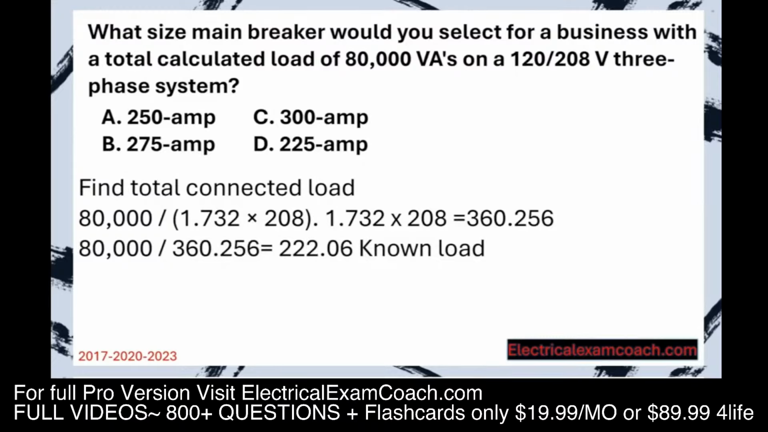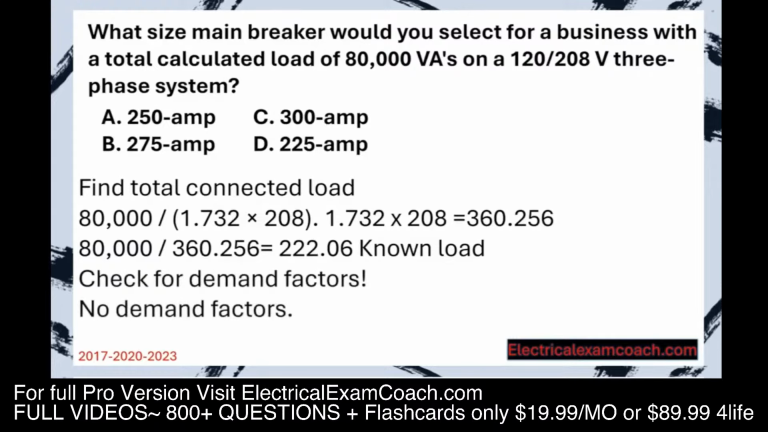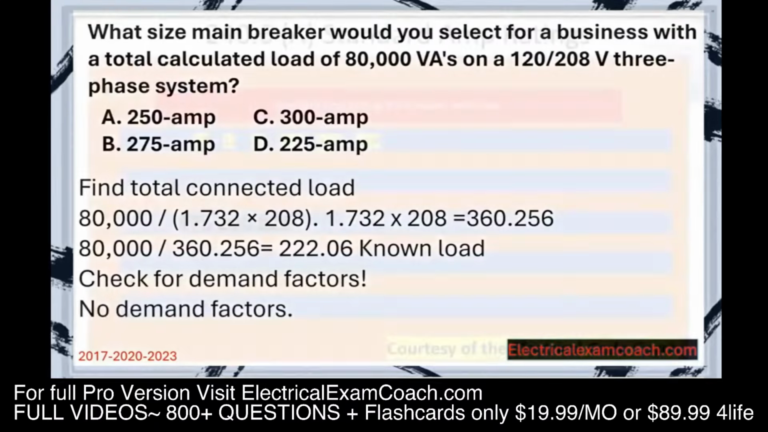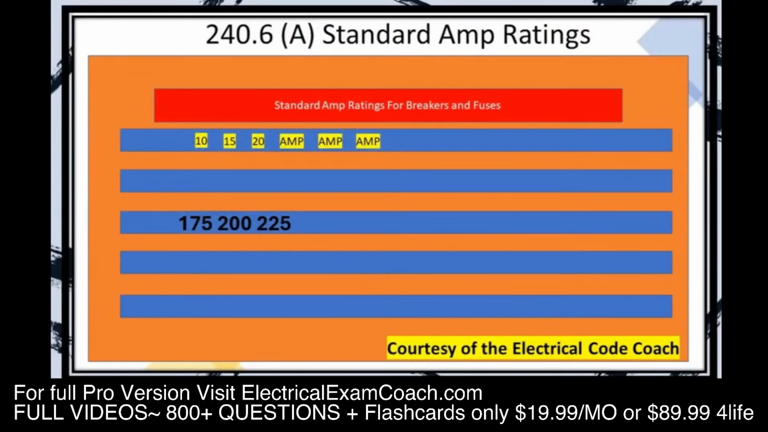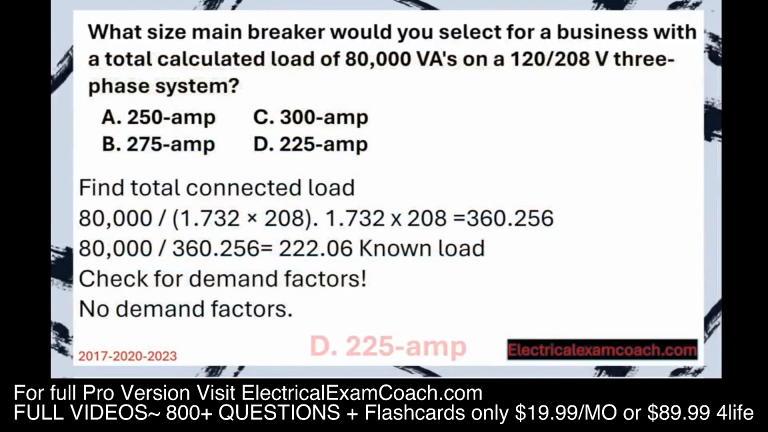In this case, we'll round down to 222. There are no more demand factors in this calculation. We head over to table 240.6a, choose the next standard size up, and put this on a 225 amp service.